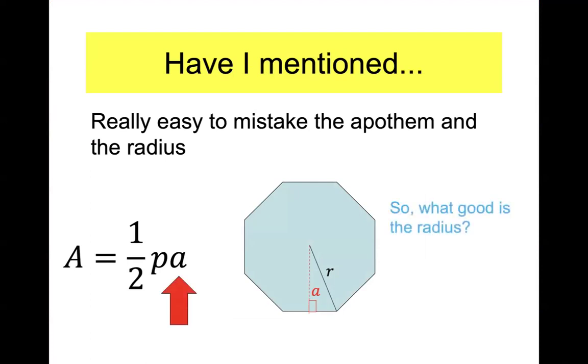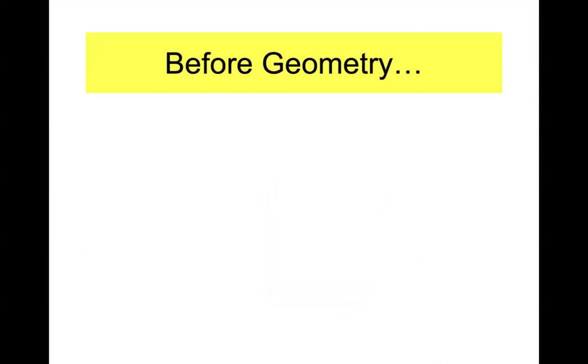Okay. What is the radius good for? Well, look, it's part of that little tiny triangle right there in front of you on the screen. And if they only give me the radius, I can calculate the apothem using a little bit of easy trig. I'll show you that. So hold on to that thought. I kind of gave it away there, but hold on to that thought.